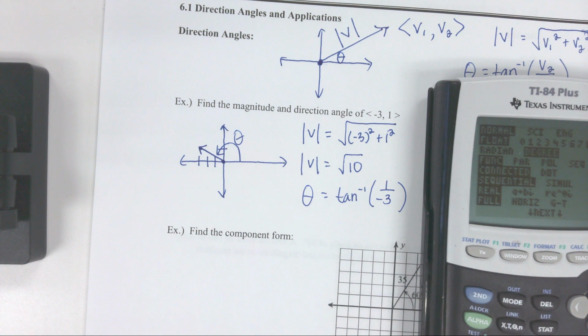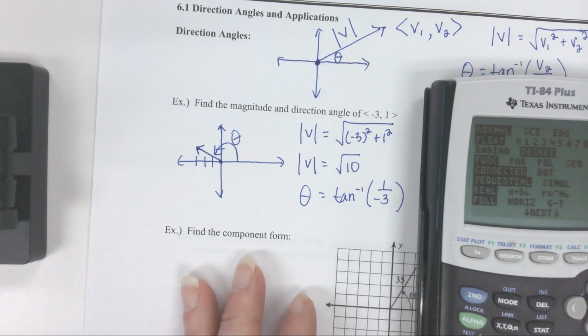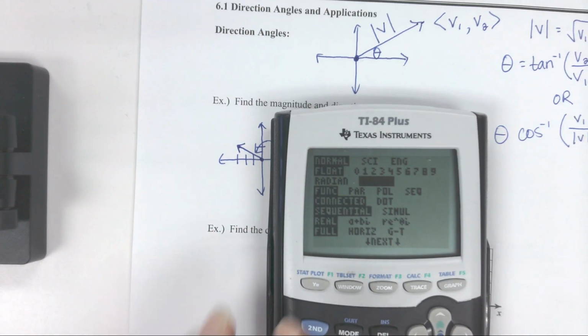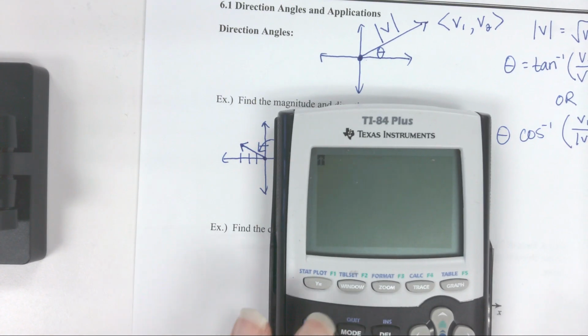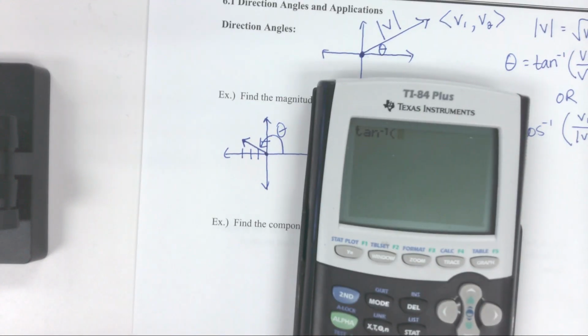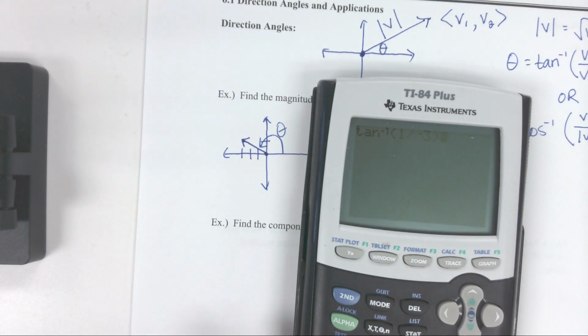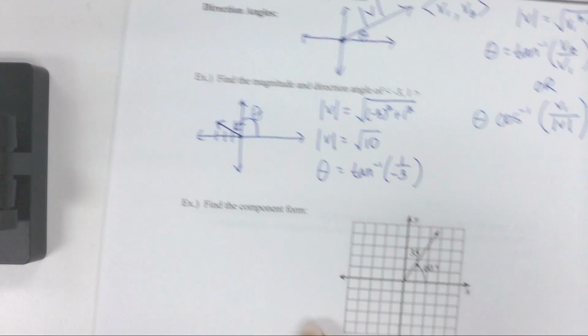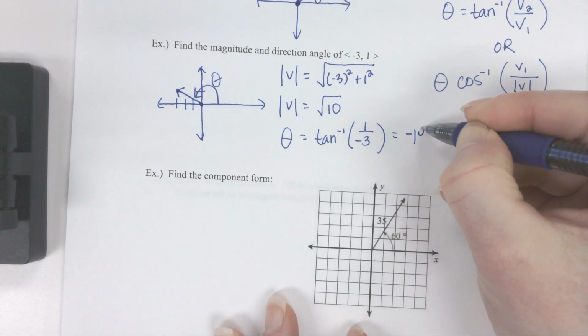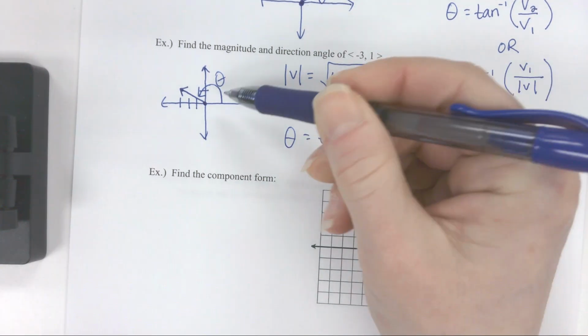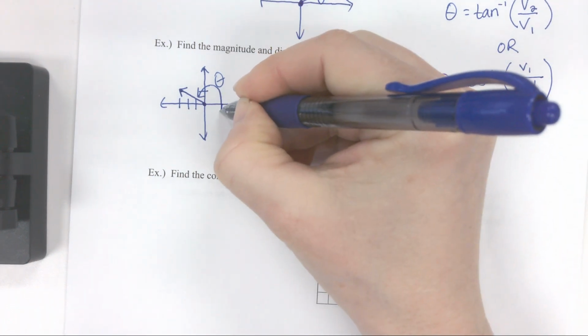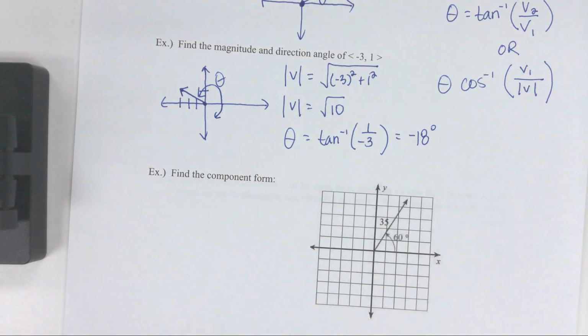That's what I want. I don't want the little guy on the bottom. We ready? So I get negative 18. We'll just call it negative 18 degrees. Now, here's the little problem. Negative 18 would be down here. That's what that means. What could we add to negative 18 to get us to the right spot?